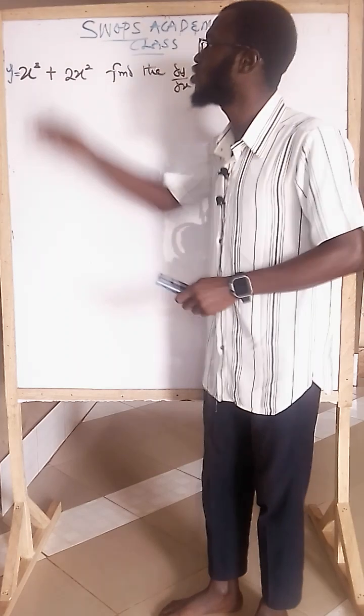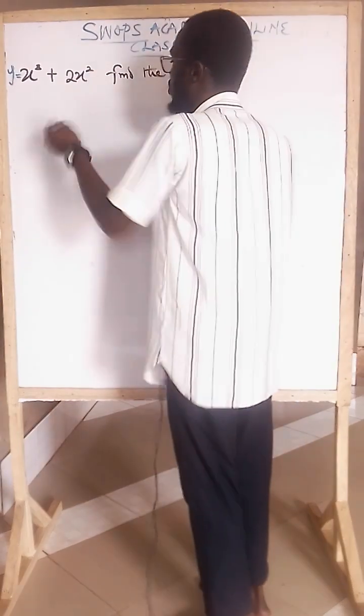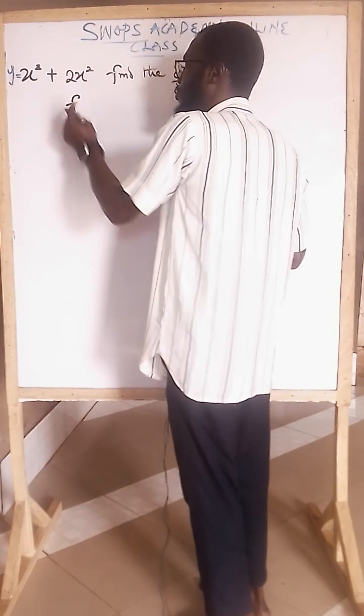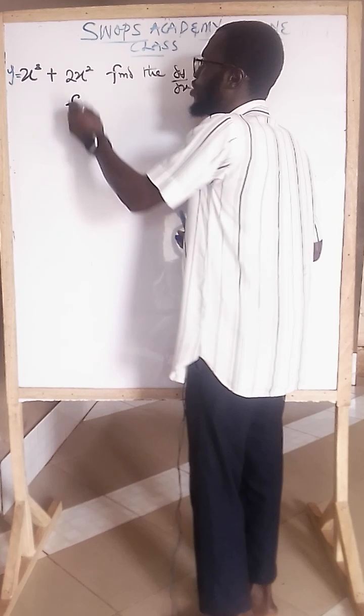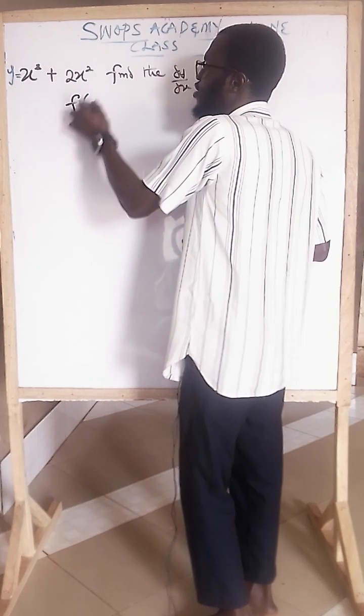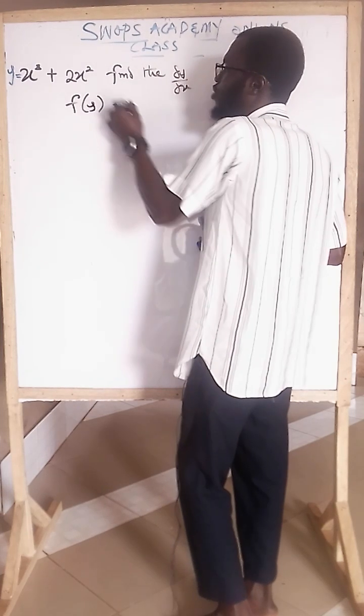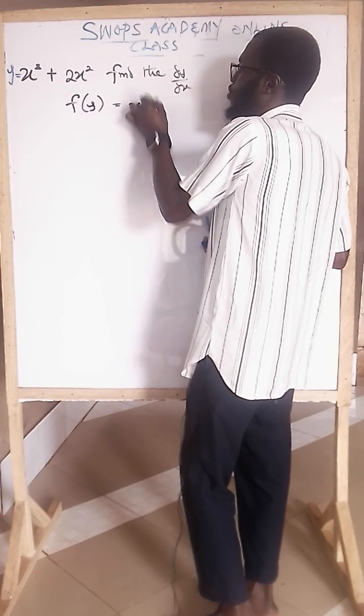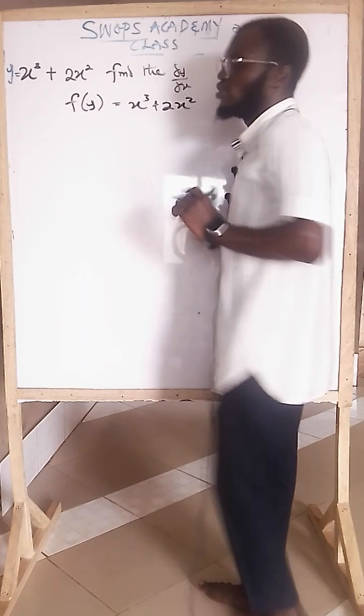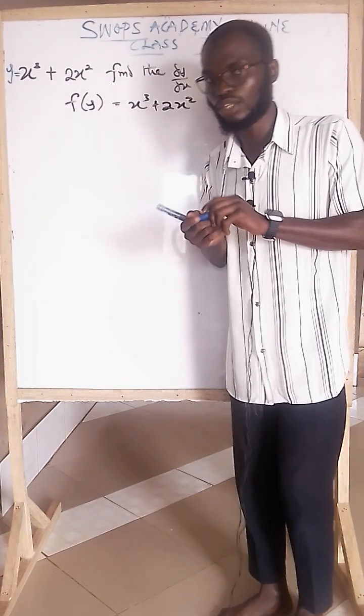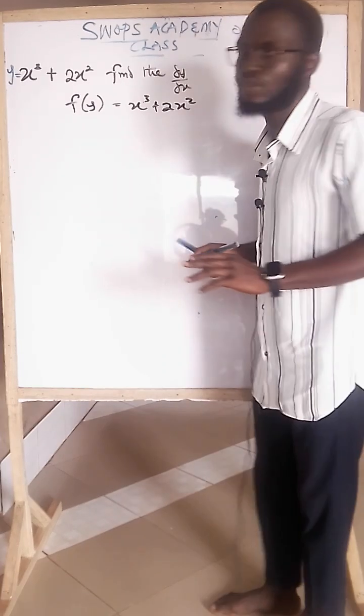If I ask you, what is the function? Function is denoted as f. What is the function of y here? It is s cubed plus 2s squared. Now, did you get what I mean by the function now? That's what we mean by function.